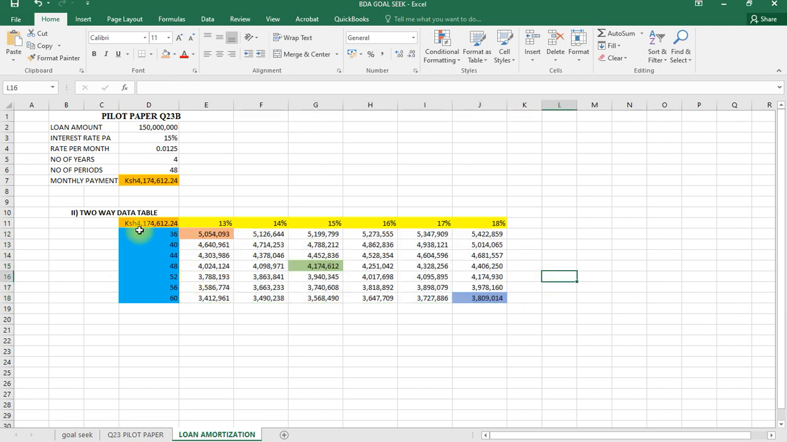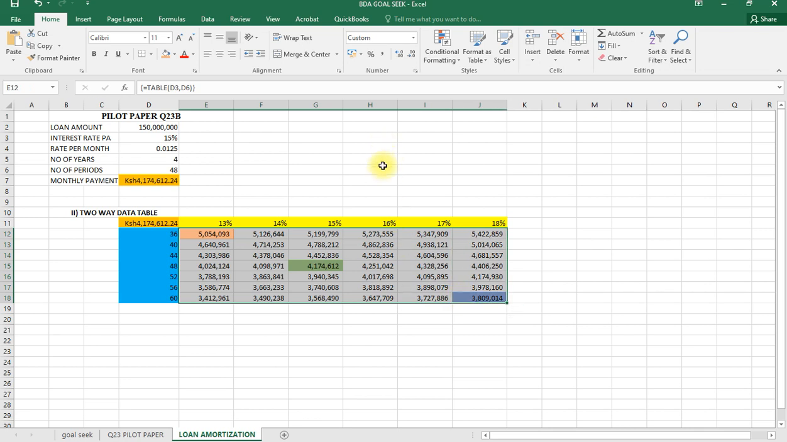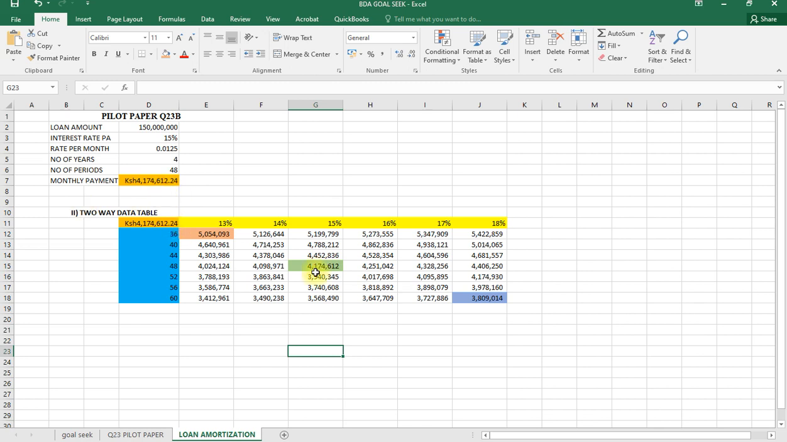So based on that, what we had initially was 4,174,612. Let me leave it that way. So initially what we had for 48 months is this one, to coincide when it is 15%. You're supposed to negotiate whether you shall go with 13% for 36 months, and under 13% and 36 months we are paying 5 million per month, and for the second one we shall pay 4 million per month at 15%, and for 18% the repayment will be 3.8 million.